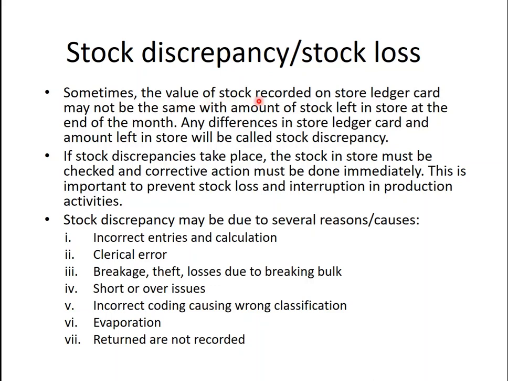Sometimes the value of stock recorded on the store ledger card may not be the same as the amount of stock left in store at the end of the month. Any differences between the store ledger card and the amount left in store will be called stock discrepancy. If stock discrepancy takes place, the stock in store must be checked and corrective action must be done immediately. This is important to prevent stock loss.